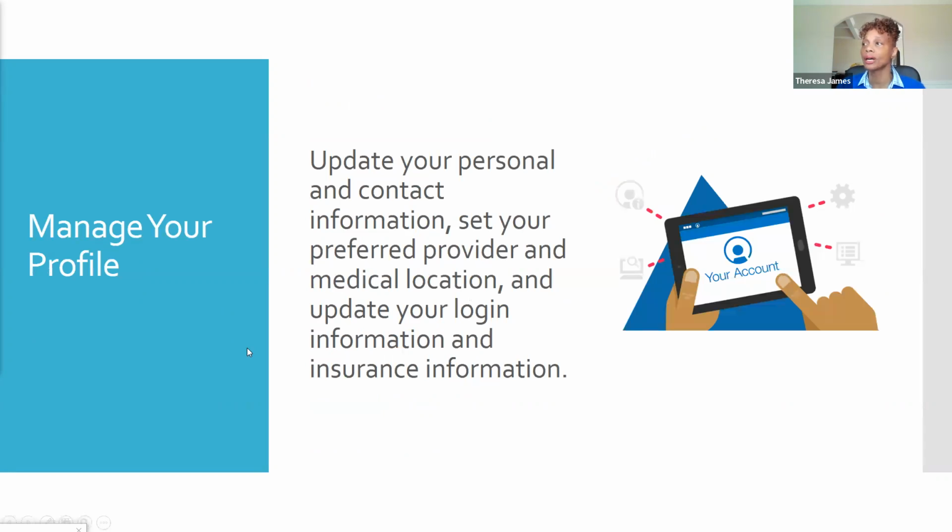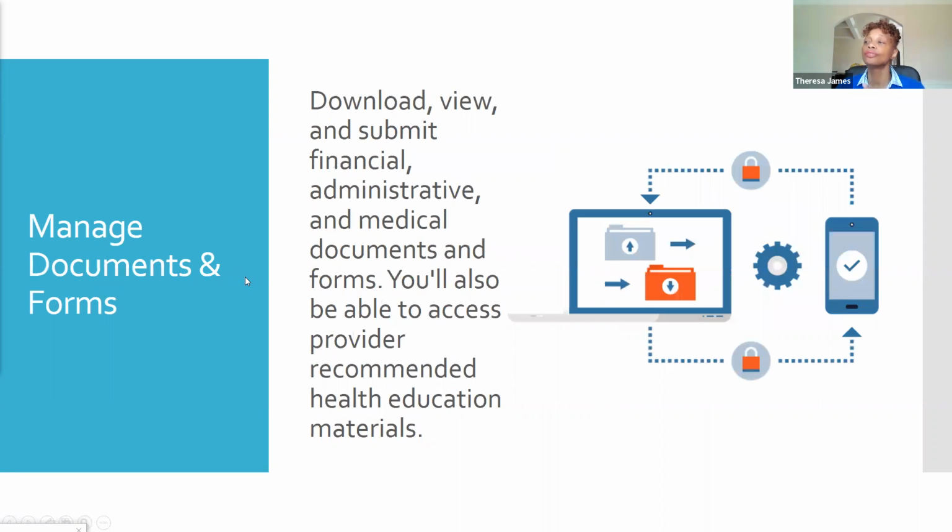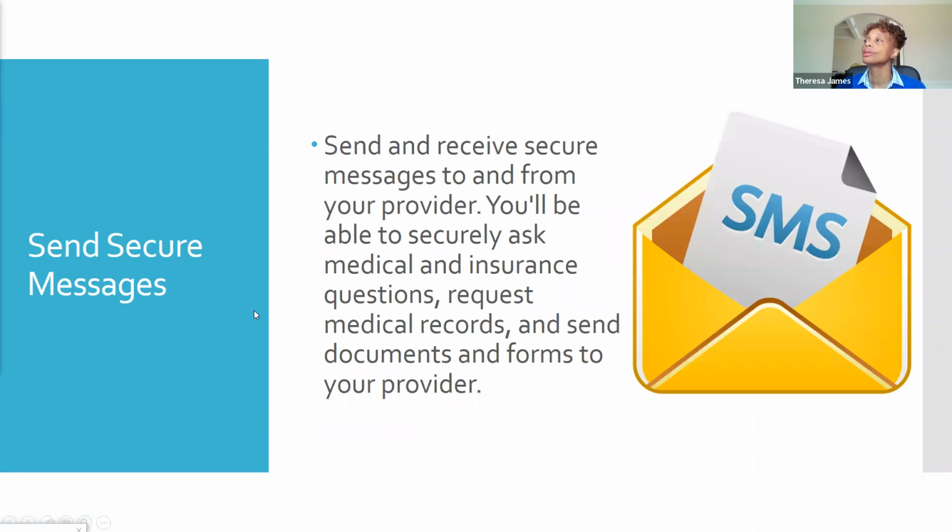You can update your personal and contact information. You could set your preferred provider and medical location and update your login information and insurance information. All of this, again, in that portal. You can download and view your financial, administrative, and medical document forms. You'll also be able to access your provider-recommended health education. There's a whole lot there. You can send and receive messages to and from your provider. You'll be able to securely ask medical insurance questions, request medical records, and send documents and forms to your provider.